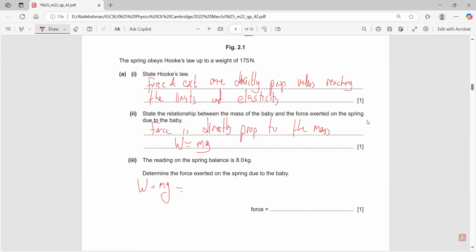Let's use the new g, which is 9.8. 8 times 9.8. What's 8 times 9.8? This is 78.4. So the force is 78.4 newtons.